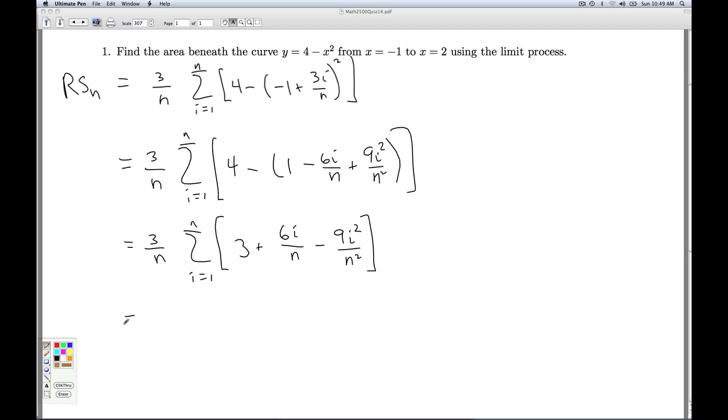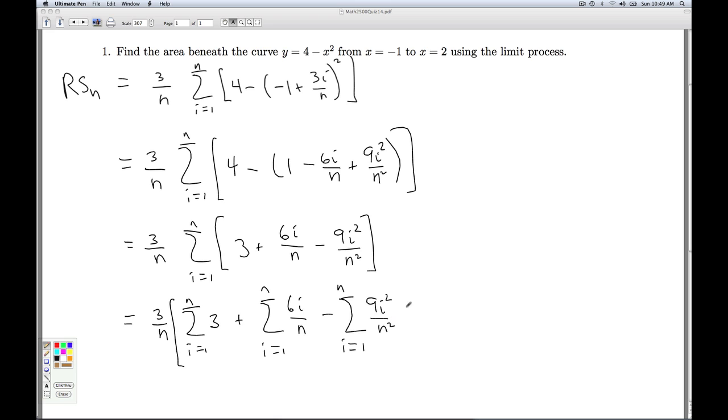Now I'm going to use properties of sums. I'm going to use the associative and commutative property of sums. I'm going to get 3 over n times the summation, i goes from 1 to n, of 3, plus the summation, i goes from 1 to n, of 6i over n, minus the summation, i goes from 1 to n, 9i squared over n squared.